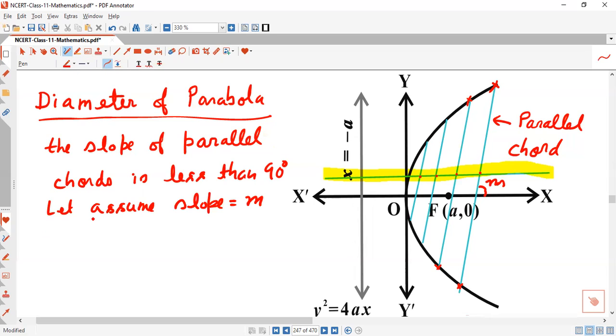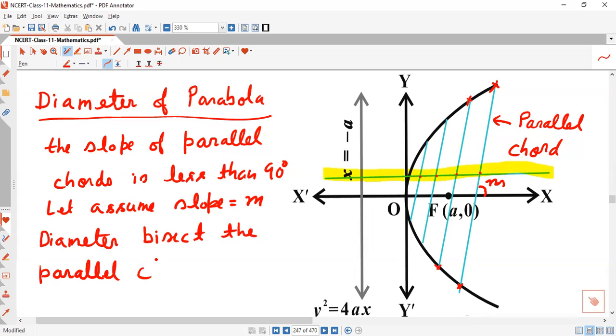Diameter is the line of the midpoints of all the lines. Diameter bisects the parallel chords. I write down here one more step. Diameter bisects, which means divides in two parts, the parallel chords. All these parallel chords are bisected by this diameter. This means this distance and this segment are equal. This segment and this segment are equal.